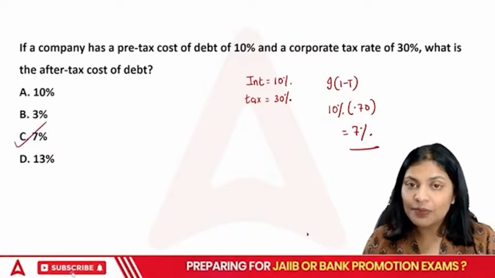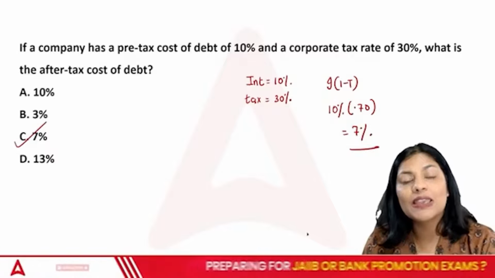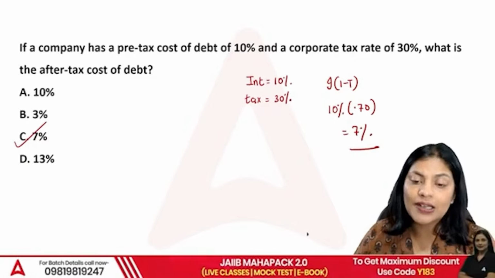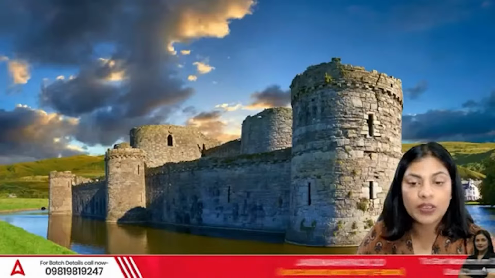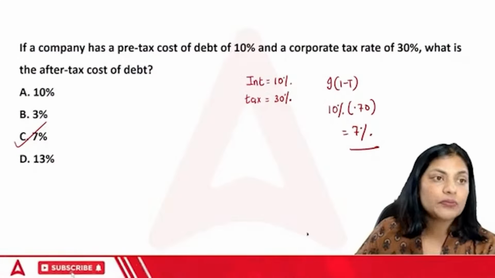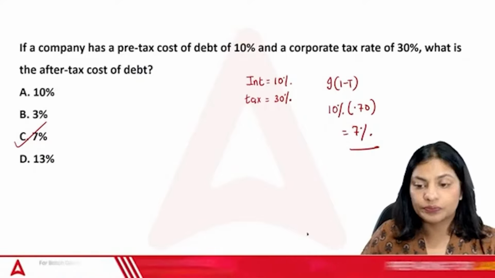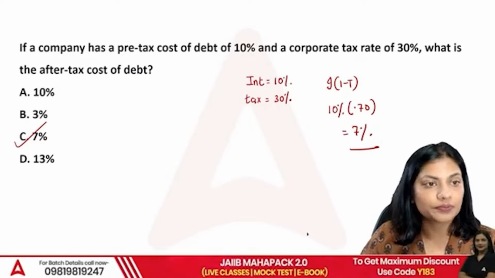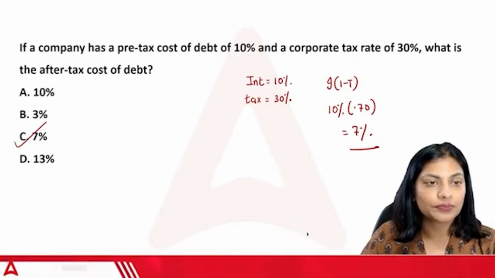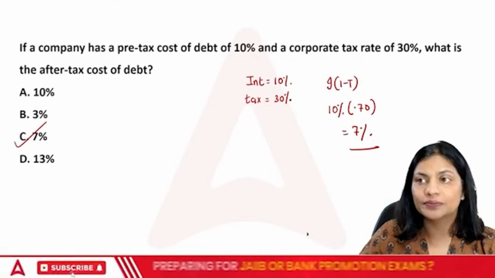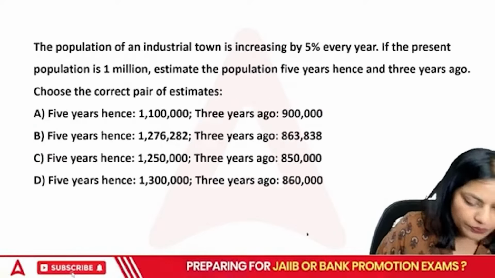So, it might seem 10%, but because we will be saving tax, our real rate of interest would be, instead of 10, 7%. Okay, I hope this makes sense. Now, next one.